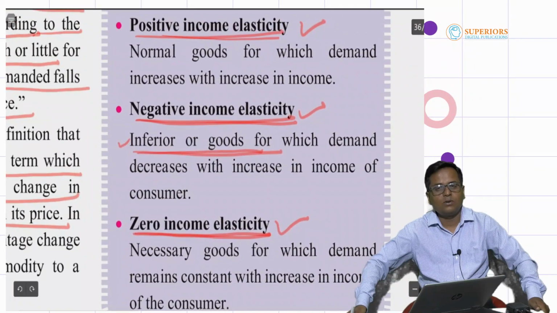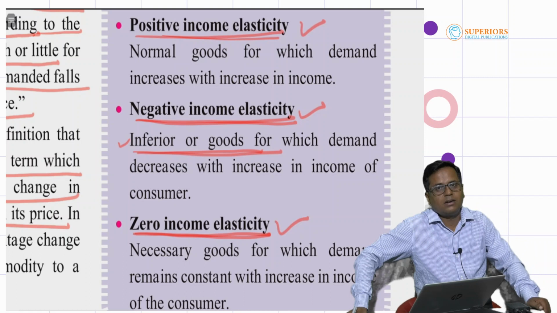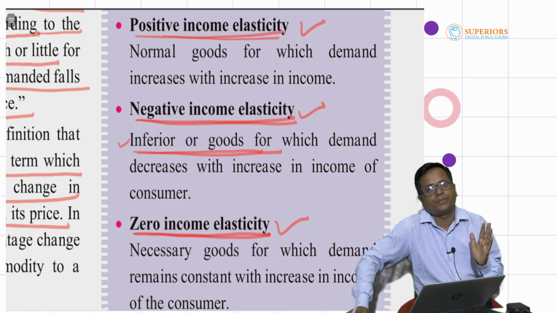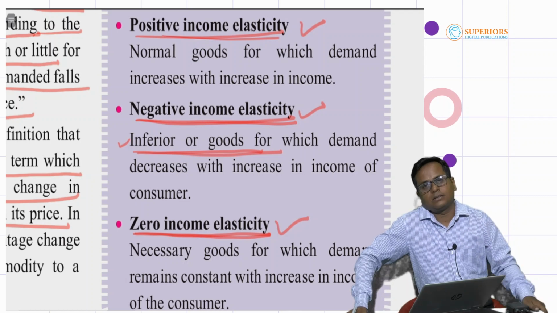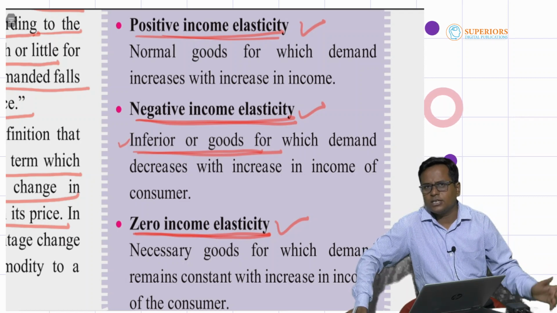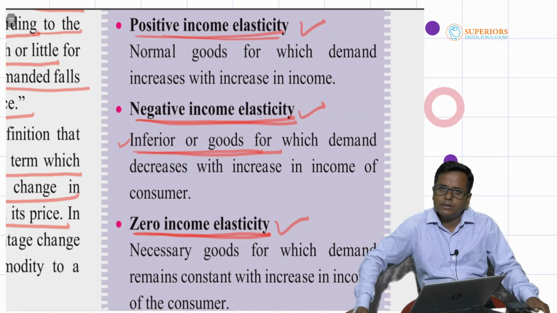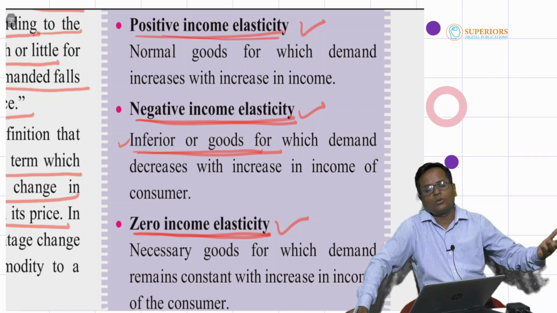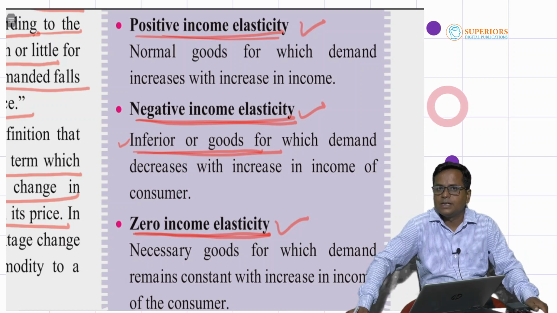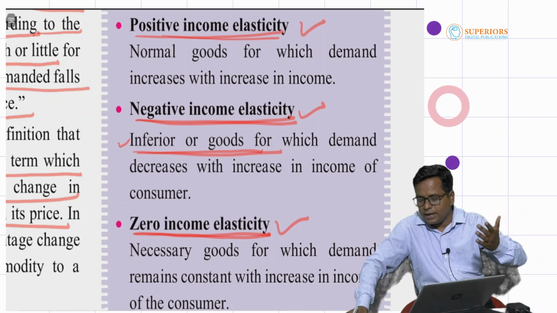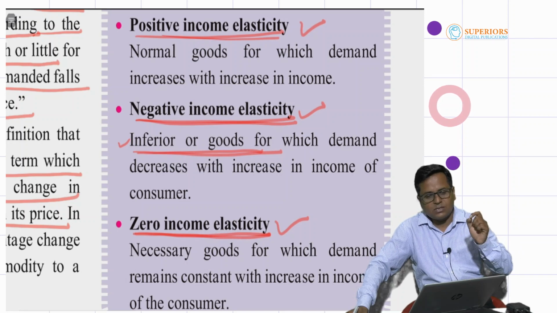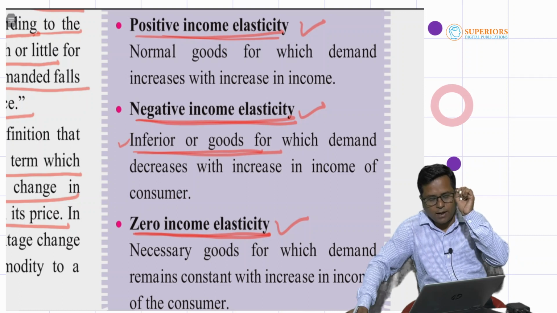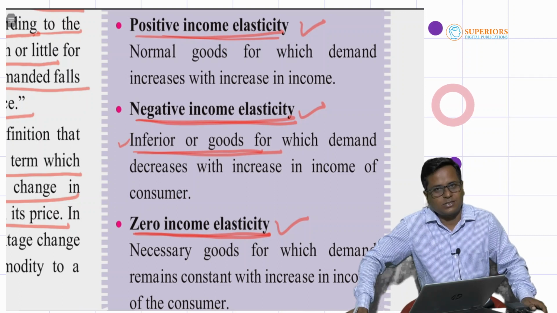There are certain goods whose demand doesn't get affected due to the change in consumers' income. Our demand for salt doesn't get affected due to change in our income. Our demand for necessary goods doesn't get affected due to change in our income. Either the income is high or it is low, there is a certain quantity of necessary goods which we have to buy at any cost.